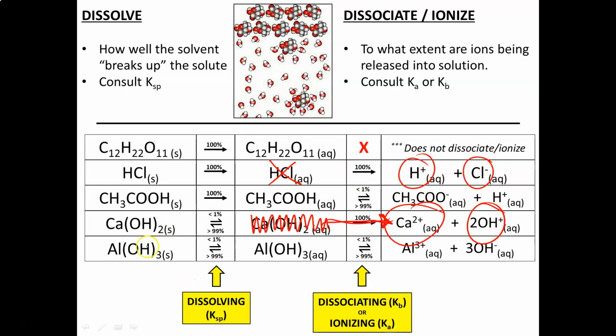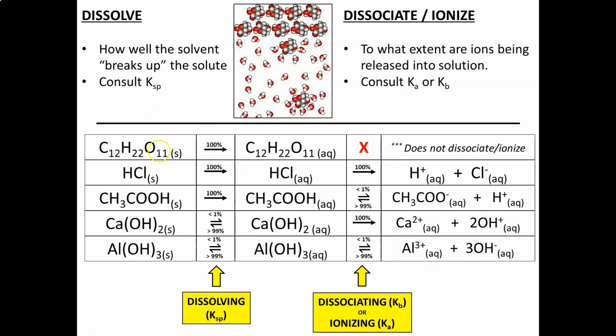With aluminum hydroxide, its Ksp value is very, very low, so it does not dissolve well in water. Less than 1% will actually dissolve in the water. So you'll have a bunch of powder sitting at the bottom of your beaker. But of the aluminum hydroxide that actually does end up dissolving in water, because it's a weak base, it's not a group 1 or 2 hydroxide, less than 1% of that 1% will actually break up into its ions at that point.